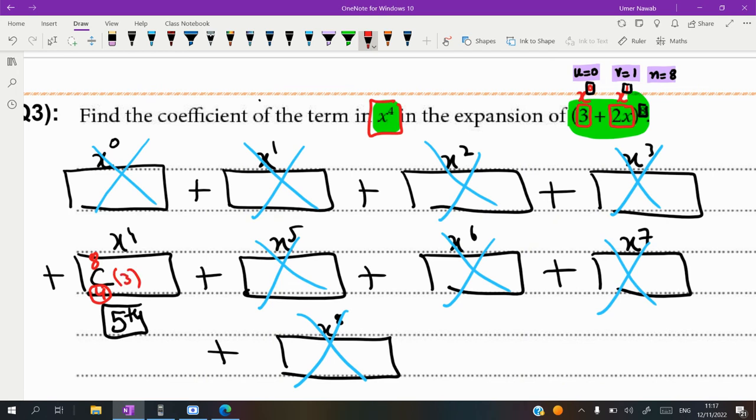I'm going to write here: a is 3, and the second is 2x. No need to write x because x is already sorted out. I know the power of x will be 4. Now write the powers. The power is 4 and 8 minus 4 is 4. So believe me guys, this is your answer.